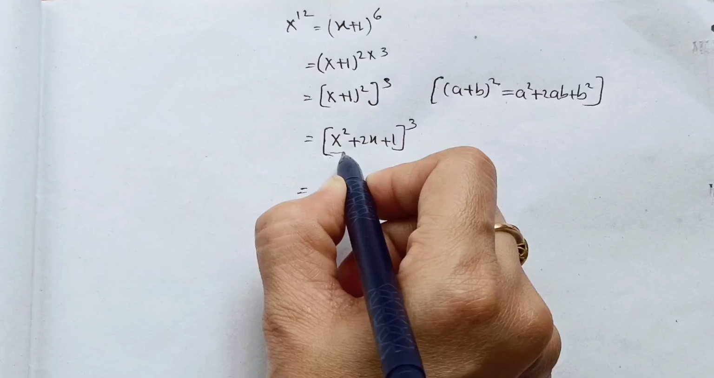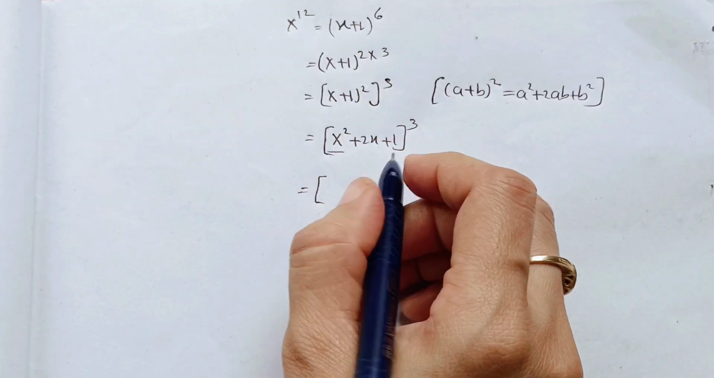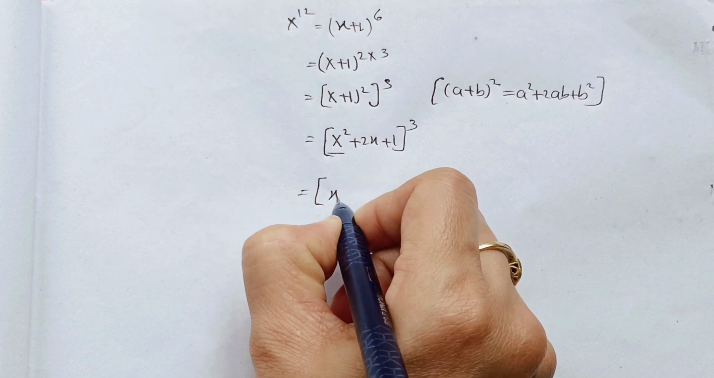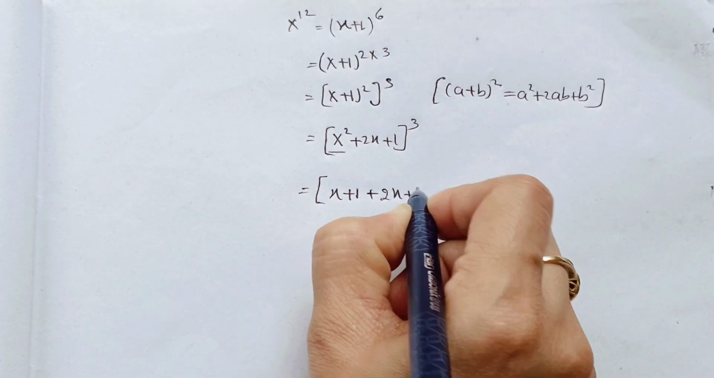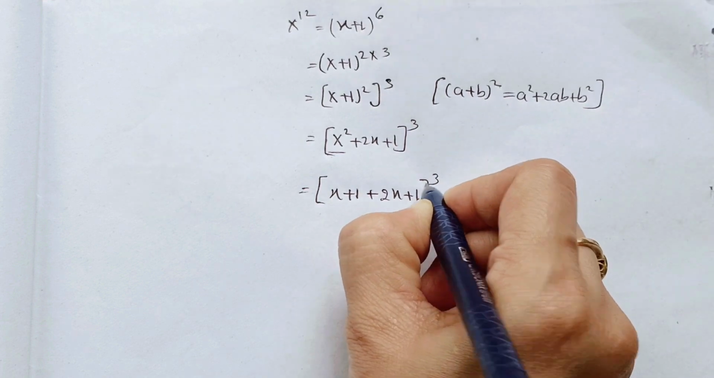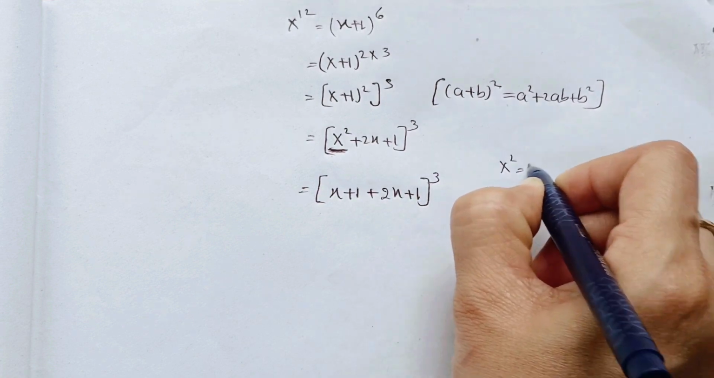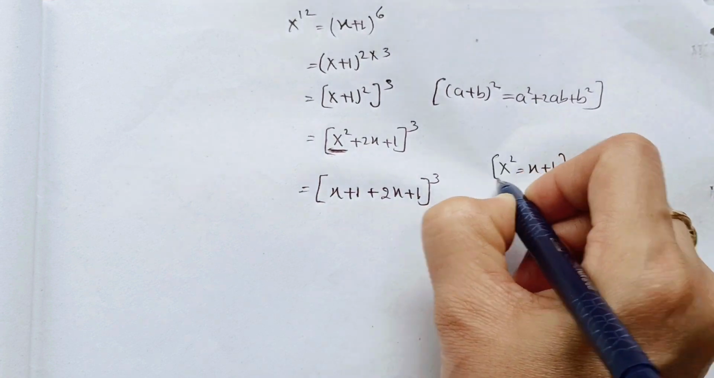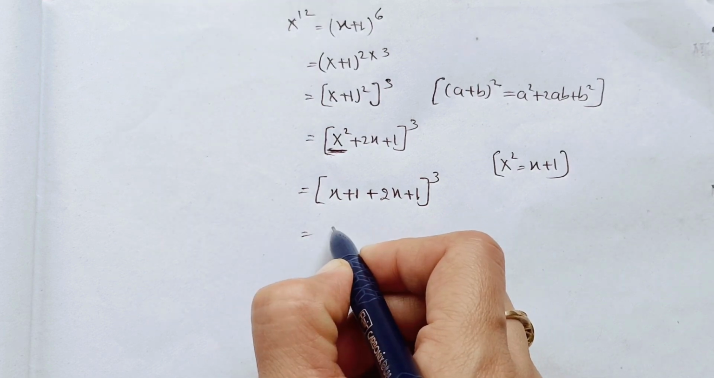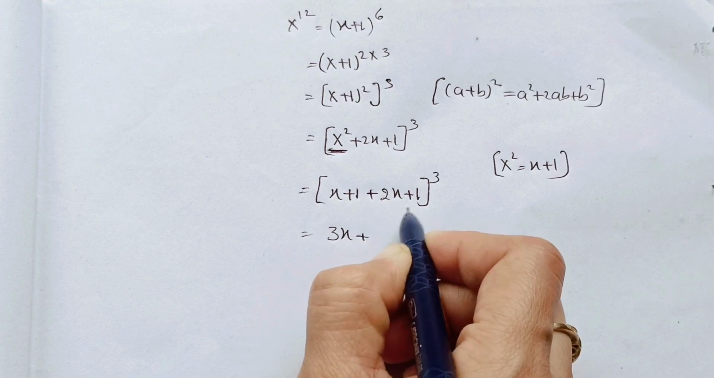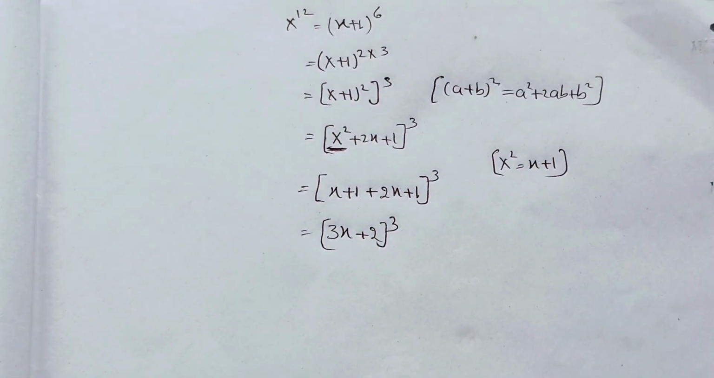So x square has come in the place of x square. I am going to write again what x square is. x square is x plus 1. So (x plus 1 plus 2x plus 1) whole cube. Have you understood how this came? So then what happened? 2x plus x is 3x, plus 1 plus 1 is 2. So (3x plus 2) whole cube.